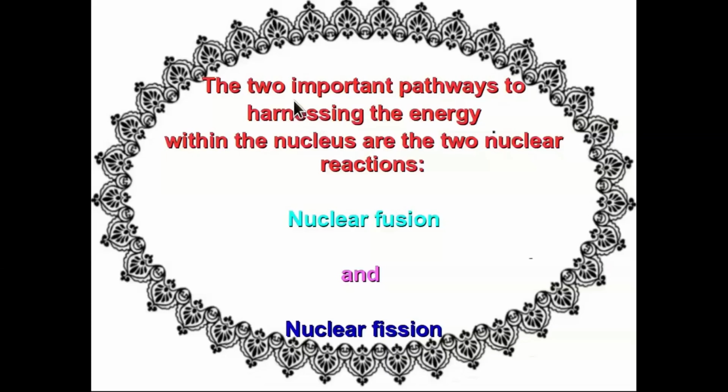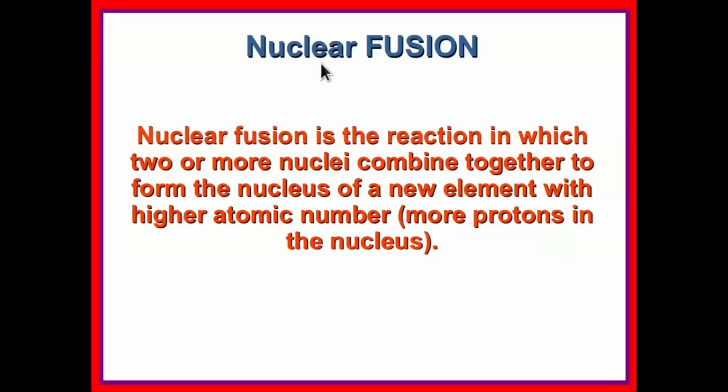The two important pathways to harnessing the energy within the nucleus are the two nuclear reactions, nuclear fusion and nuclear fission. So we will briefly discuss these two processes. Firstly, nuclear fusion is the reaction in which two or more nuclei combine together to form a nucleus of a new element with higher atomic number. That means essentially we start with a certain number of protons in each of the two nuclei. When we combine them, we get a higher atomic number nucleus because of the more protons in the nucleus.